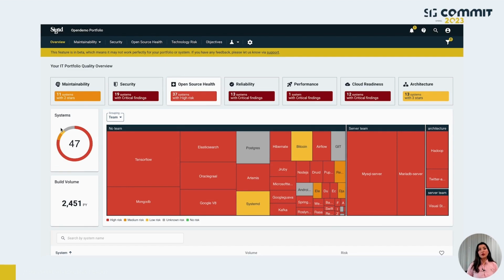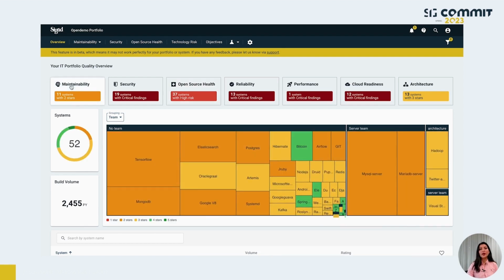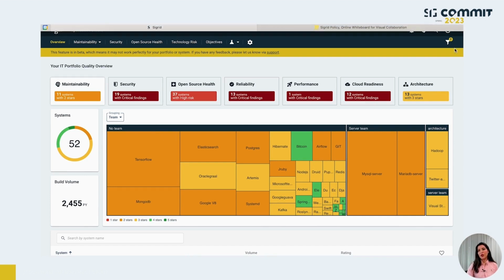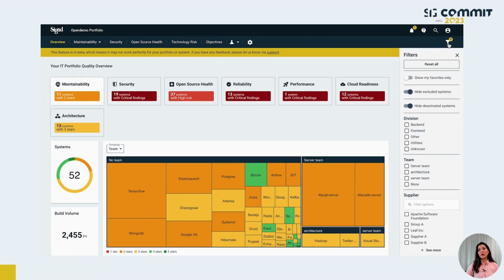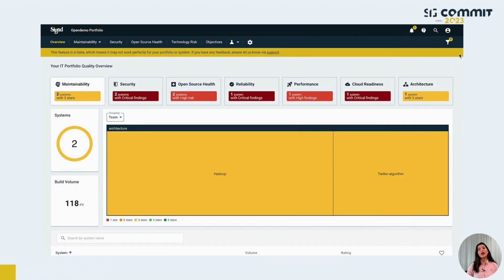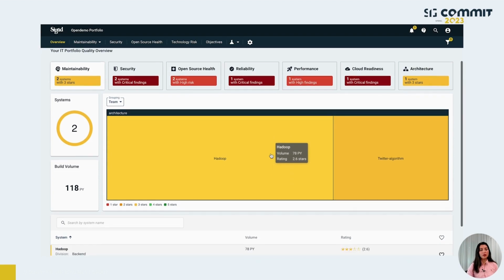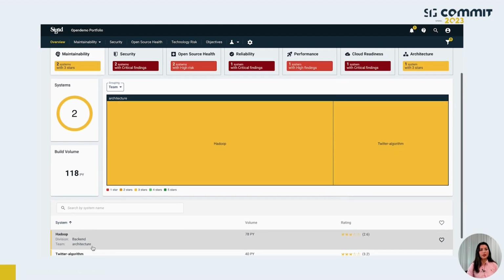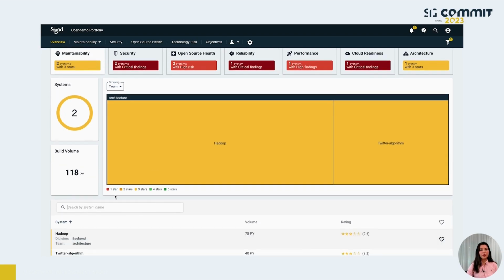So going back to the scenario that Jasper was presenting, we would like to take a look at the system and maybe talk about some objectives that the architect and the development team have set. So filtering to have a better view of my systems based on the architect team, and now I can see these 2 systems. And I would like to select Hadoop. I can select it from the tree map, or I can go to the system in the table and search for it.